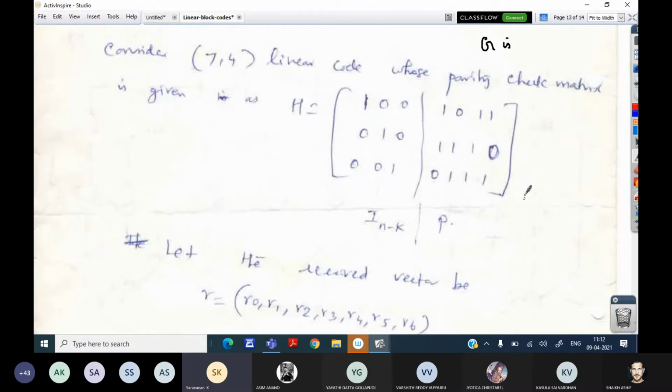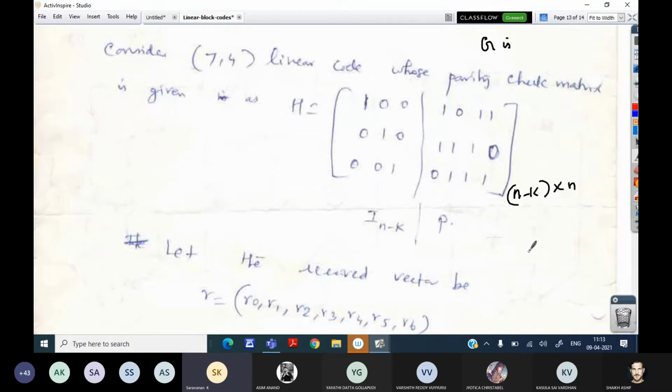So this is going to be n minus k cross n. H will always have the first part as the identity matrix, and the second part is nothing but the parity part. So we are going to fill this up. Okay, so we have written the parity check matrix. Suppose, instead of giving a specific value, I am going to take a general notation for the received vector.